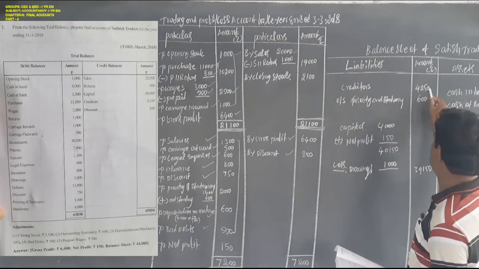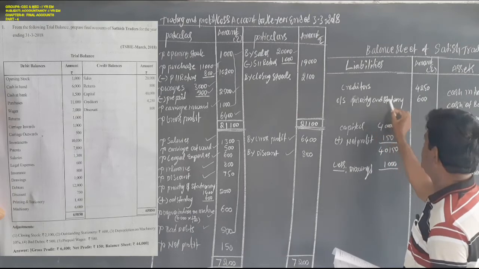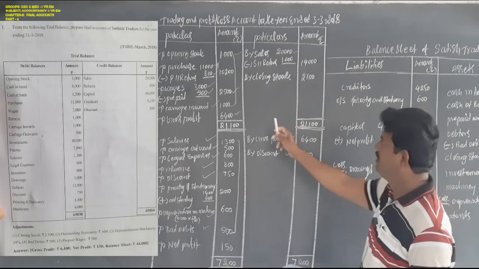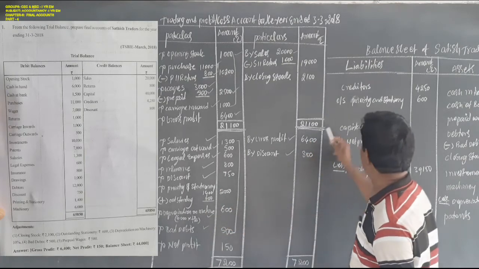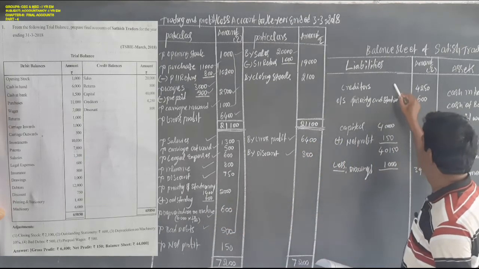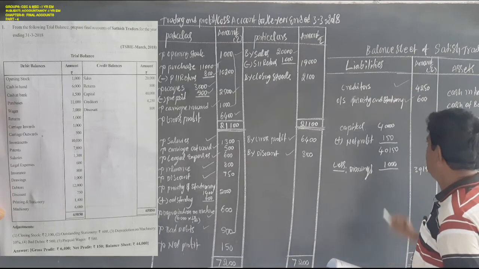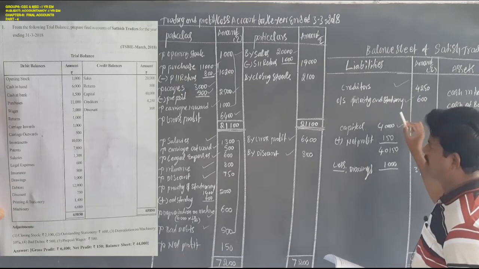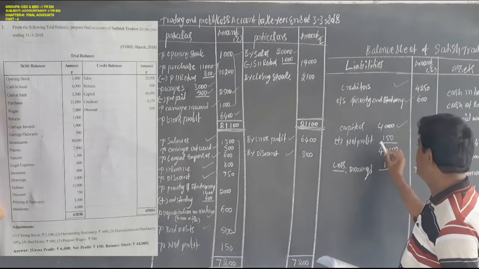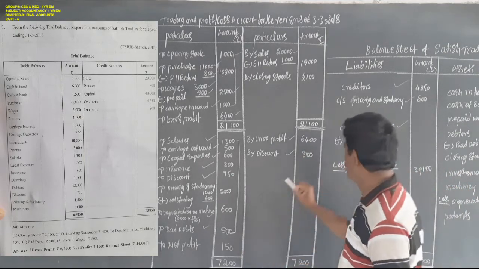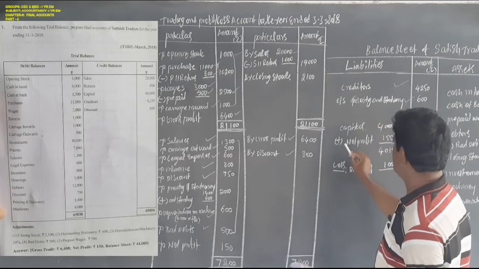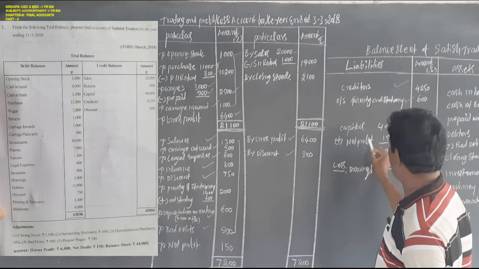Creditors 4,250 rupees. Printing and stationery outstanding is there. This outstanding must be recorded on the liability side, so it is also recorded on the debit side. Capital, it is given in the trial balance credit side. And net profit is transferred to the capital account, meaning net profit is added to the capital account.